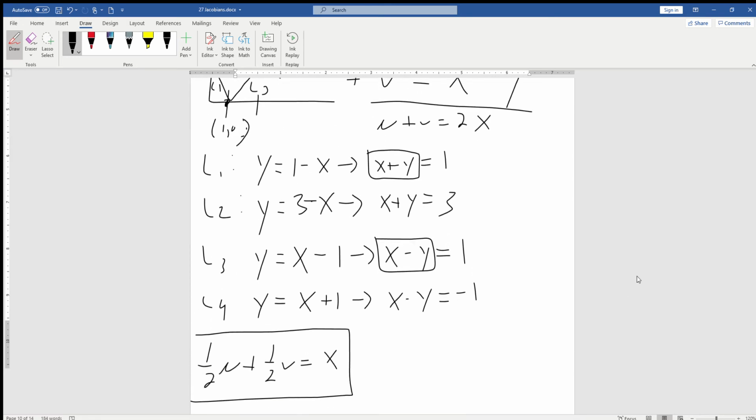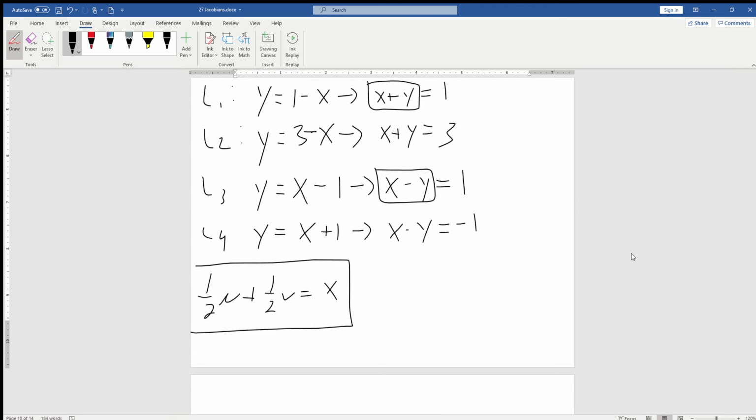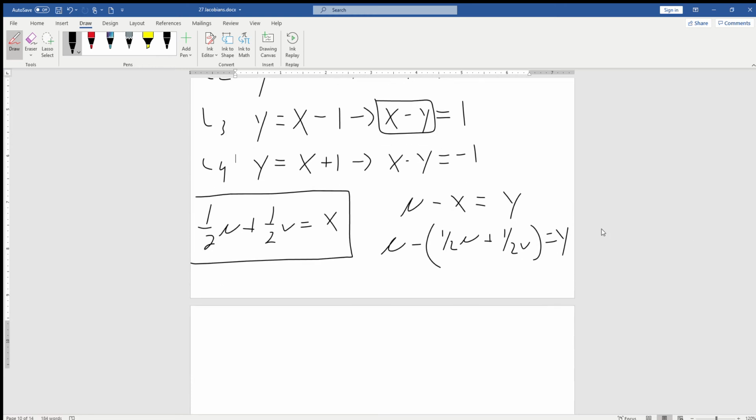Now, we can solve for y readily because y is going to be equal to u minus x. So u minus x is equal to y, or u minus the quantity of 1/2 u plus 1/2 v is equal to y. We could distribute and subtract, so we would end up with 1/2 u minus 1/2 v is equal to y.